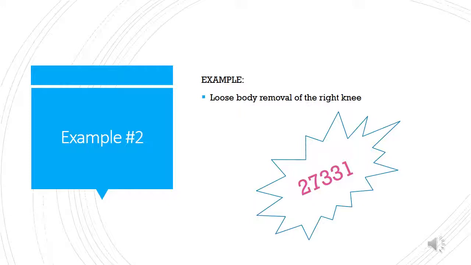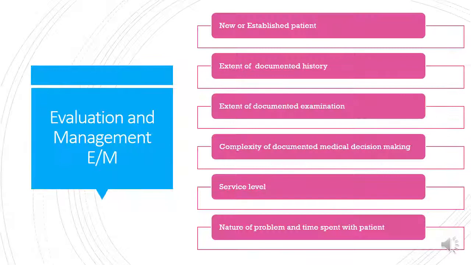Let's take a few minutes to discuss the evaluation and management section of the CPT manual, as it is unique from the other sections. Let's turn to the evaluation and management section, as there are some specific considerations for determining the correct code for these types of services. Remember, evaluation and management codes are found at the beginning of the main text of the CPT and start with page 1.